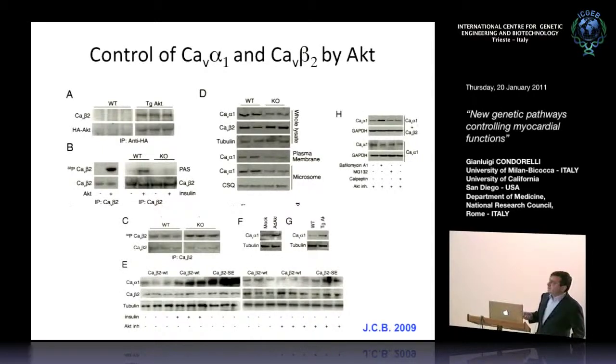And we also found that if you mutate this site of the beta 2, you could recover more alpha 1c in the cells. This is a mutant that basically is a mimic of the effect of AKT. So it's mutated in the AKT phosphorylation site, so that is a sort of constitutively active mutant. So if you express this beta 2 in the cell, there is more alpha 1, so that means more alpha 1 protein.